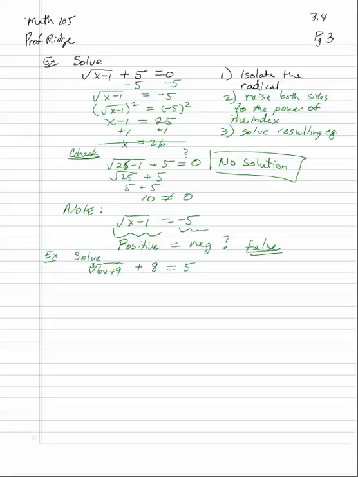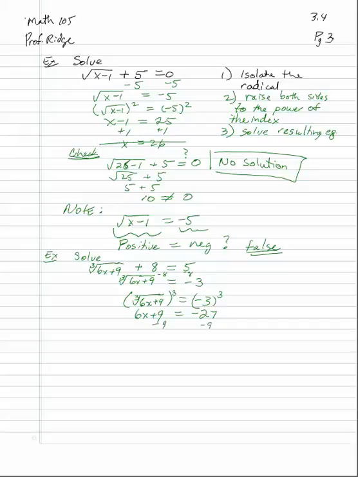Okay, so solve cube root of 6x plus 9, plus 8 equals 5. So again, we have to get the radical by itself. So we're going to subtract 8 from both sides. So that's negative 3. We're going to raise both sides to the power of whatever the index of the radical is. So it's cube root, so we're going to cube both sides. So we get 6x plus 9 equals negative 27.